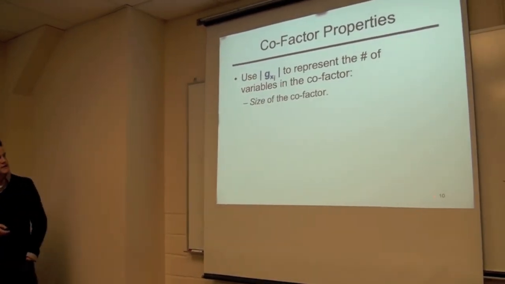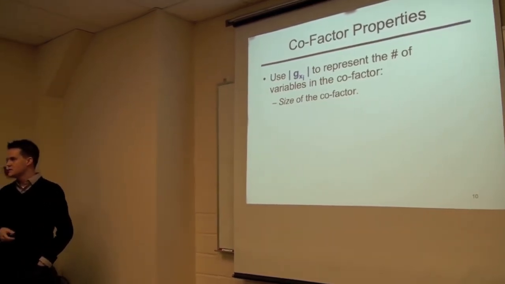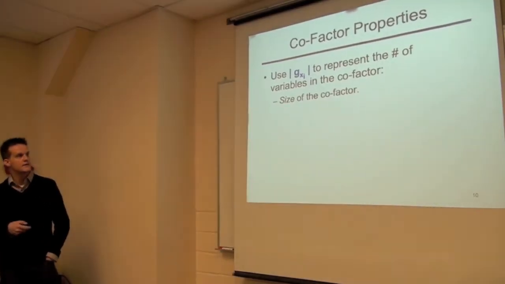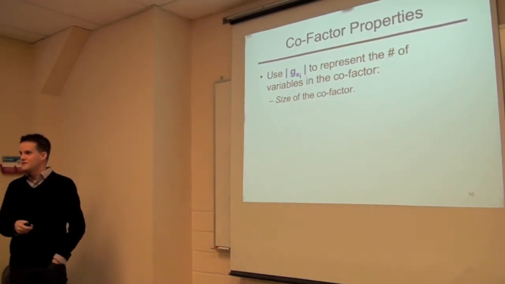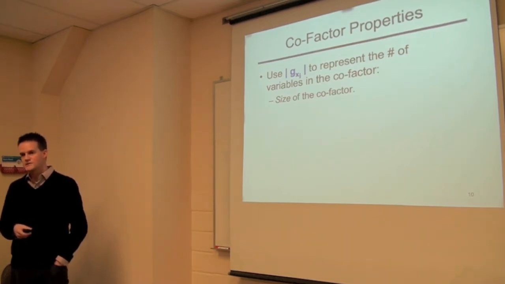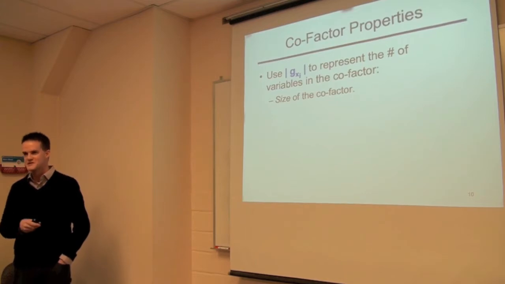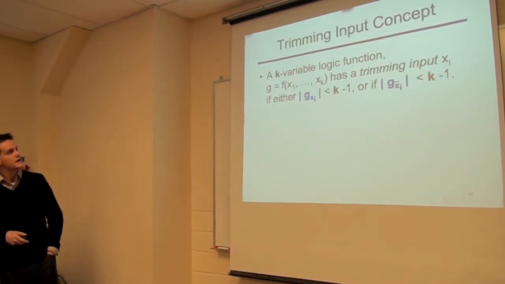Cofactor properties: in the article, we use this notation to represent the number of variables in a cofactor. We actually called it the size of the cofactor. Now if I have an n variable function and I do Shannon decomposition with respect to one of the variables, then the cofactors for sure have to have n minus 1 or fewer variables, because basically I've taken one variable out in that case.